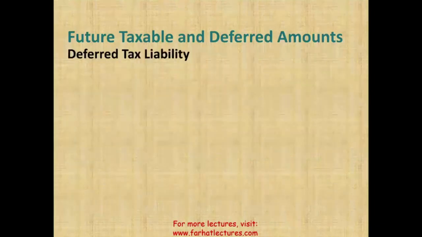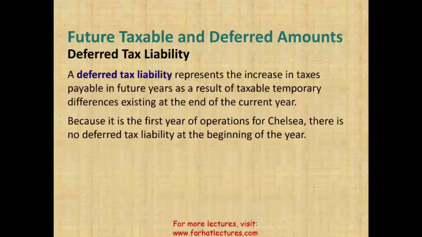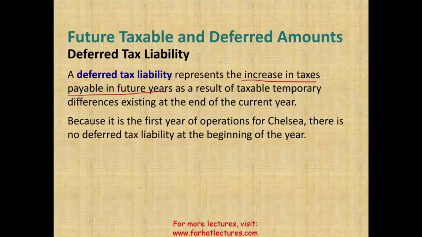Okay, so once again, the first tax liability represents the increase in taxes payable in future years as a result of a temporary difference existing at the end of the current year. Because of a temporary difference that's happening now, and that temporary difference would reverse in the future. When it reverses, I'm responsible for more taxes. I have a deferred tax liability.